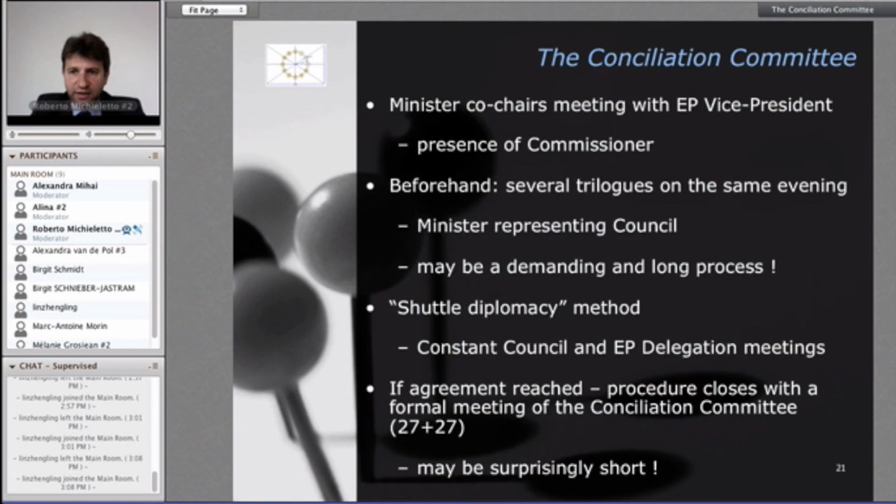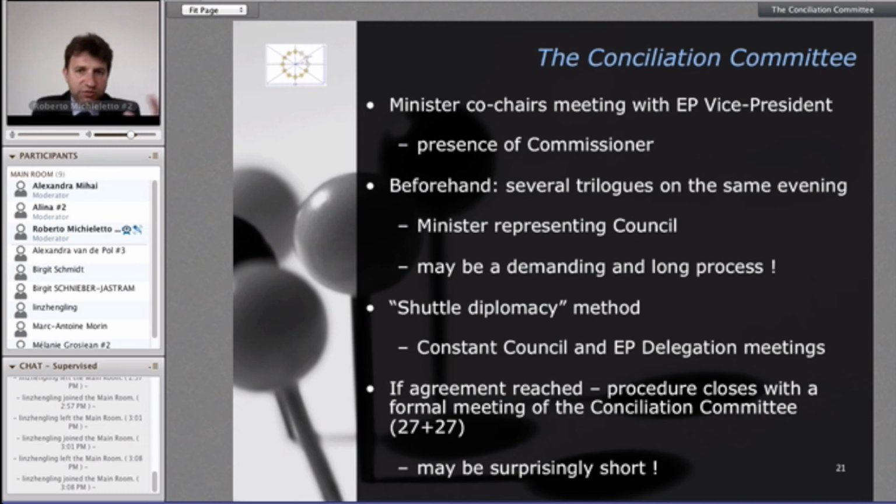So they meet together, and they can convene officially. They have to officially convene the Conciliation Committee. This time is an official one. And then you have a Ministers' Co-Chairs meeting with the EP Vice President. We have the Commissioner instead of the Director General. And then we have the so-called shuttle diplomacy method. So there are constant Council and EP delegation meetings. I mean, there are no formalities. They just meet. There are a few people, so they can decide to have an immediate meeting, and they try to negotiate again to find a compromise.